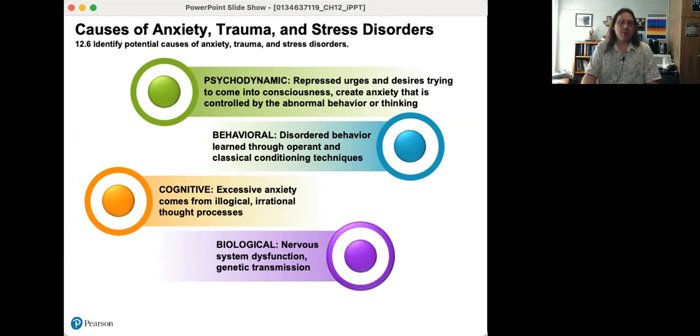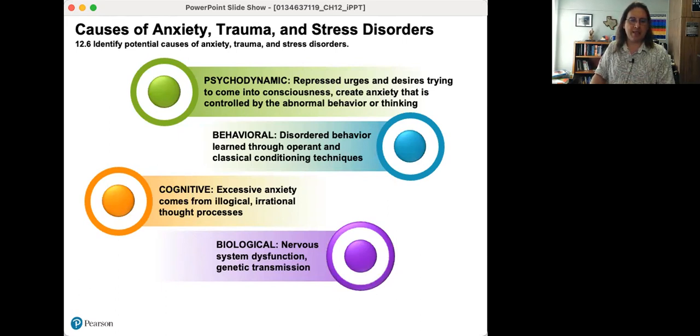So the psychodynamic model is described as repressed urges and desires trying to come into consciousness. If you remember our talks about Sigmund Freud and the id, all those feelings and emotions are trapped below the surface, and occasionally when they're triggered, they come to the surface and try to get some kind of resolution or develop some other kind of defense mechanism so that we're not affected nearly as severely by that. Those suppressed or repressed urges create anxiety that is controlled by abnormal behavior and thinking.